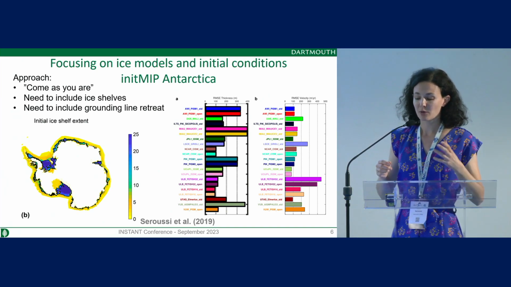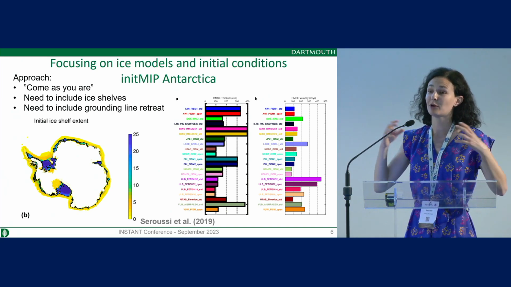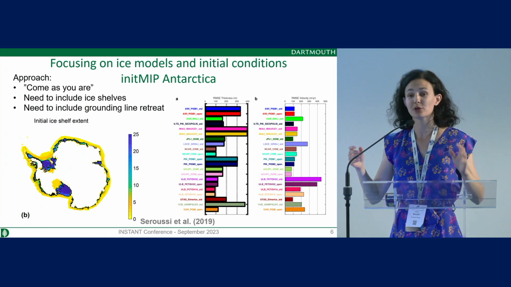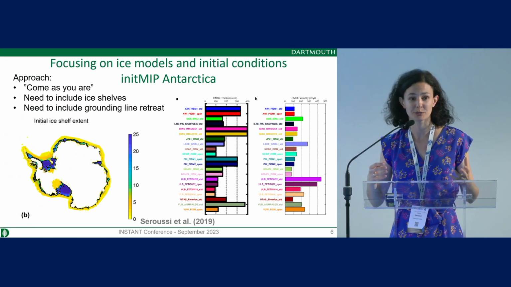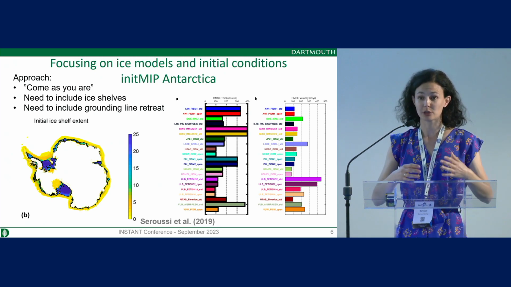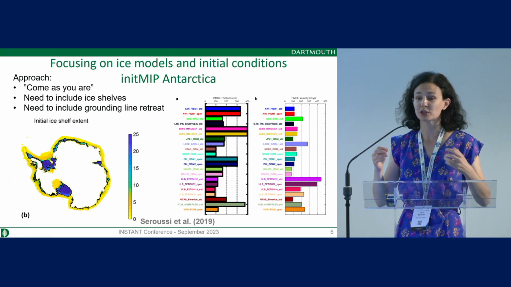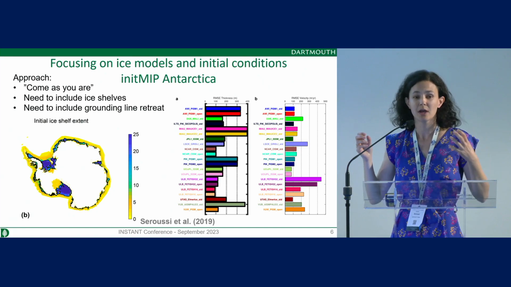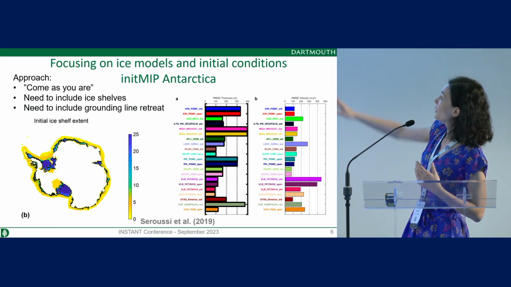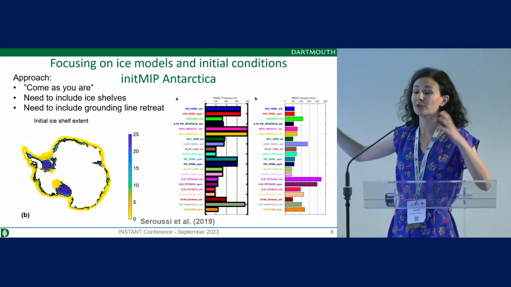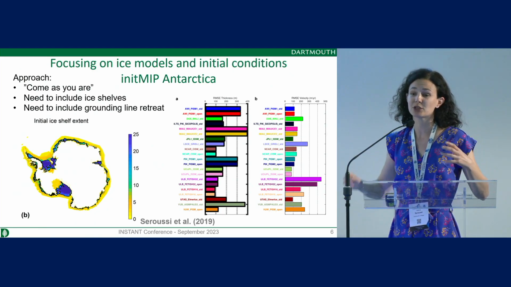So we worked on, and developing these models takes an awful lot of time. So we started right away to work on initMIP, which was an initialization experiment, so that models could get together and we could apply very simple forcings to better understand why we had all these results and where we were stating a few years later.